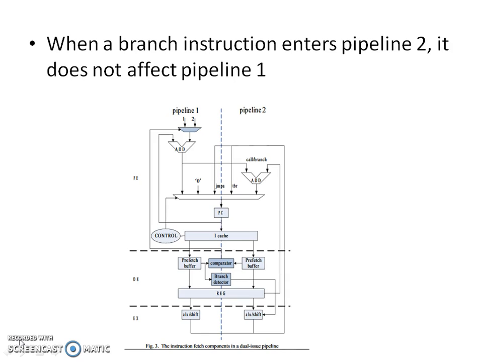In a dual issue pipeline, when a branch instruction enters pipeline 2, it does not affect pipeline 1, and the processor can continue to execute both the pipelines. But when a conditional branch occurs, it is first sent to pipeline 1. When it goes through pipeline 1, the pipeline 2 instruction should stop executing and wait for the command from the conditional code.